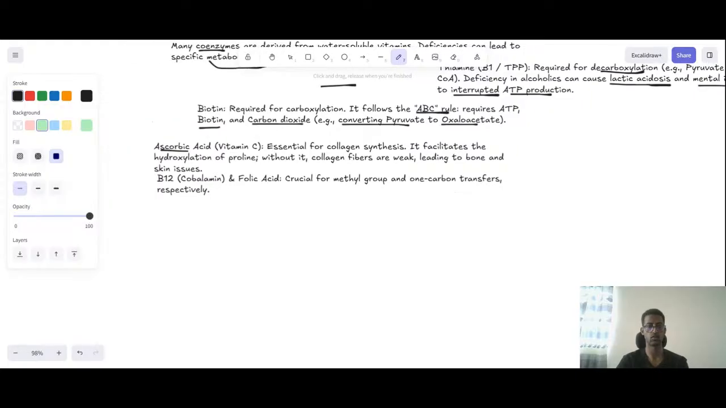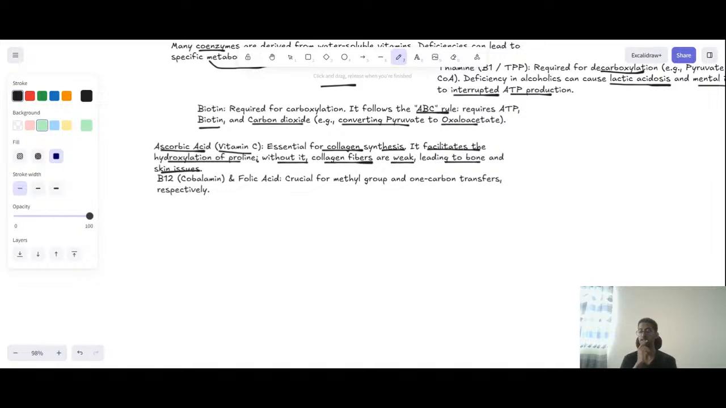Ascorbic acid, vitamin C, is essential for collagen synthesis. It facilitates the hydroxylation of proline. Without it, collagen fibers are weak, leading to weak bone and skin tissue.